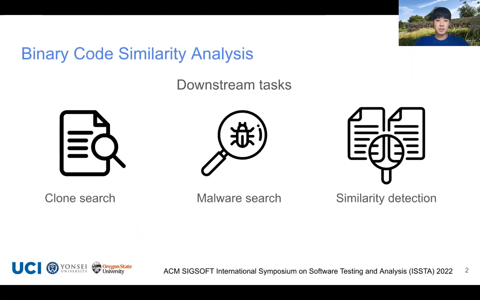The problem I'm going to talk about is binary code similarity analysis. Binary analysis is especially useful when researchers do not have a source code for the target binary. It can also be used for tremendous downstream tasks such as clone search, malware search, and similarity detection.